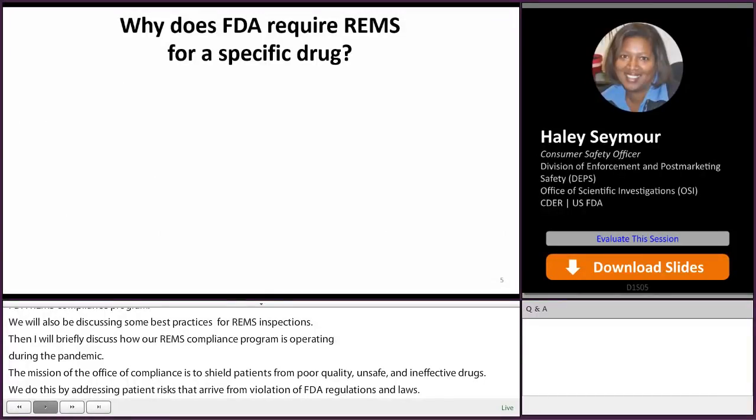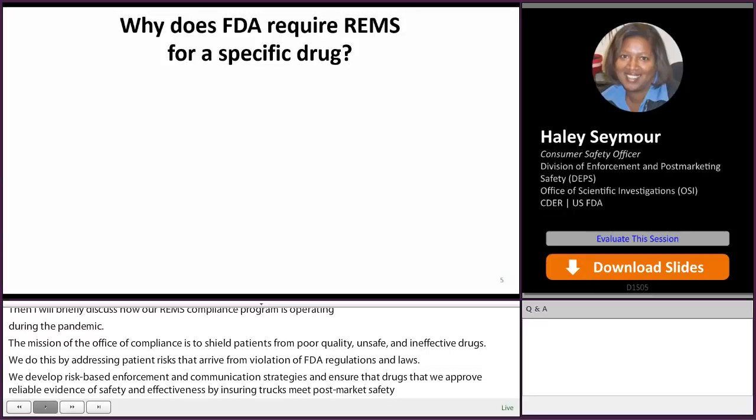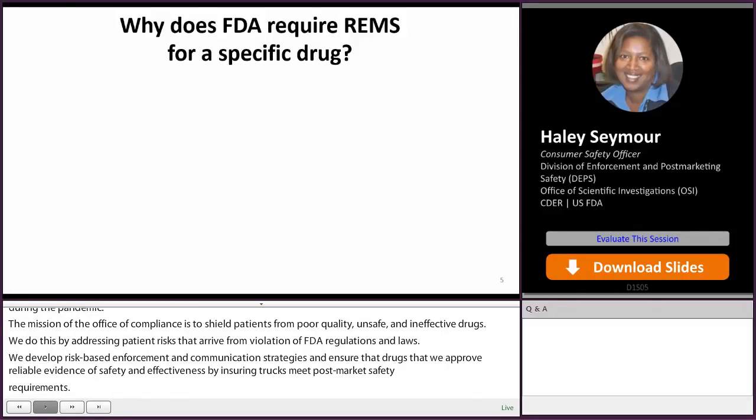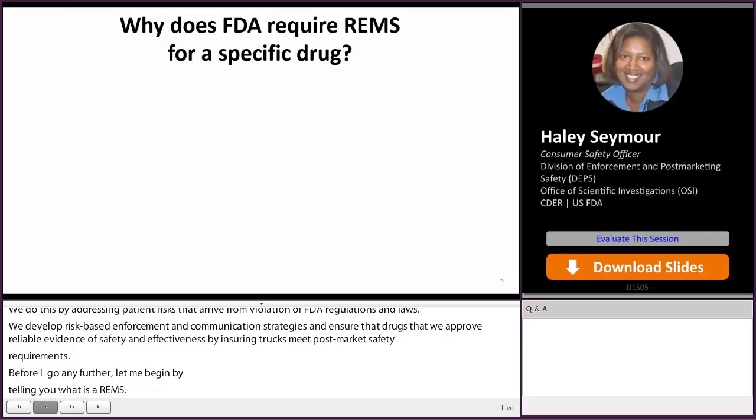Before I go any further, let me begin by telling you what is a REMS. A REMS is a risk evaluation and mitigation strategy drug safety program that FDA can require for certain medications with serious safety concerns to help ensure the benefits of the medication outweigh its risk.